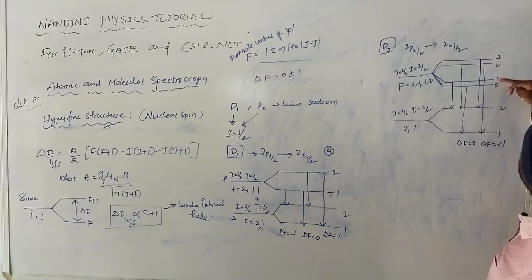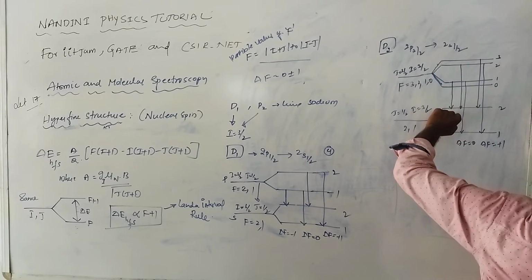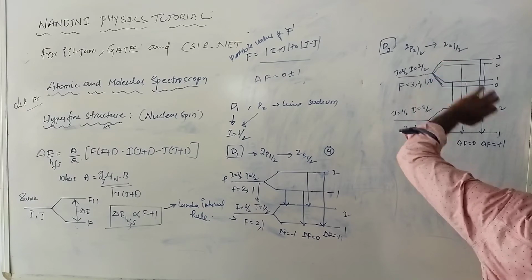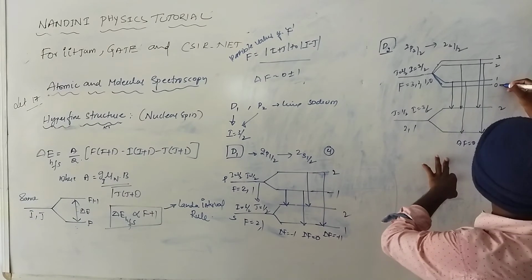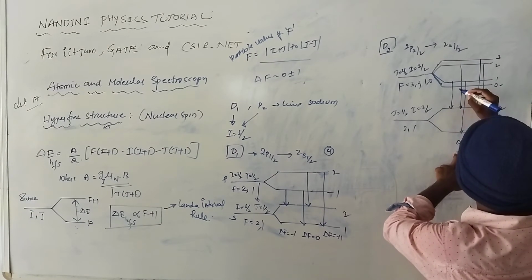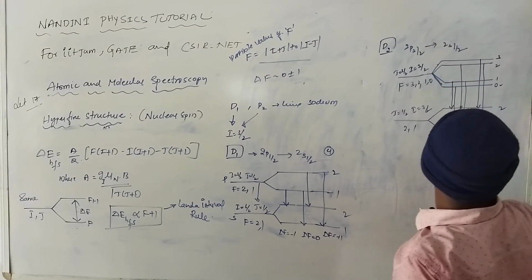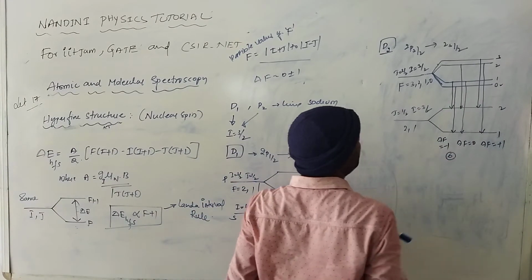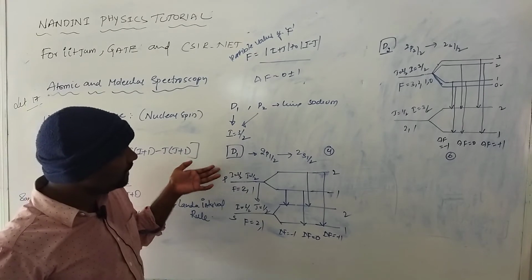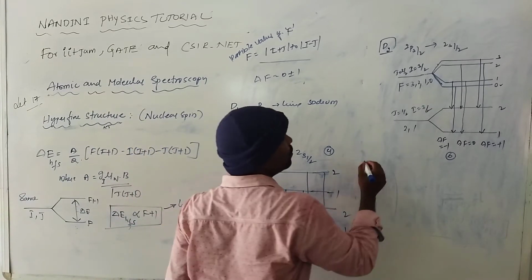Similarly 1 to 2 is equal to minus 1, and anything will be possible. 0 to 1, the 0 state, you will get 0 to 1, so this is delta F is equal to minus 1. So therefore you will get 6 lines out of 6. So D2 has 6 lines. Okay, so the hyperfine structure of D1 splits into 4 lines, and the hyperfine structure of D2 splits into 6 lines.